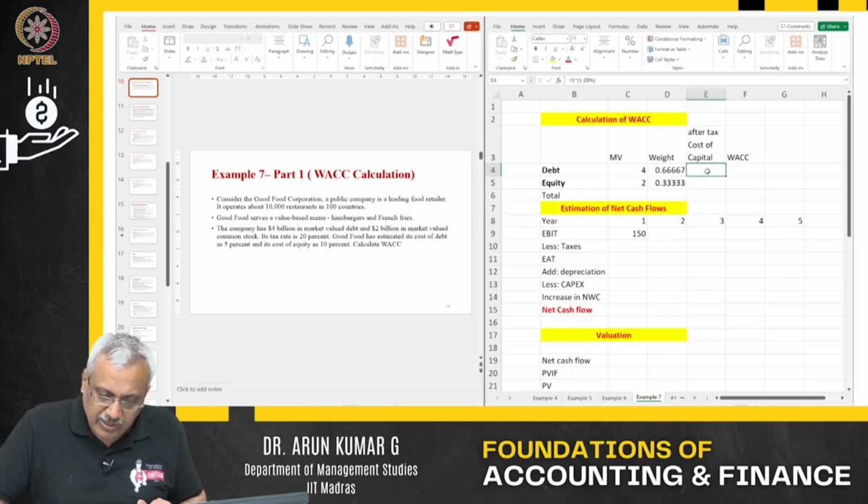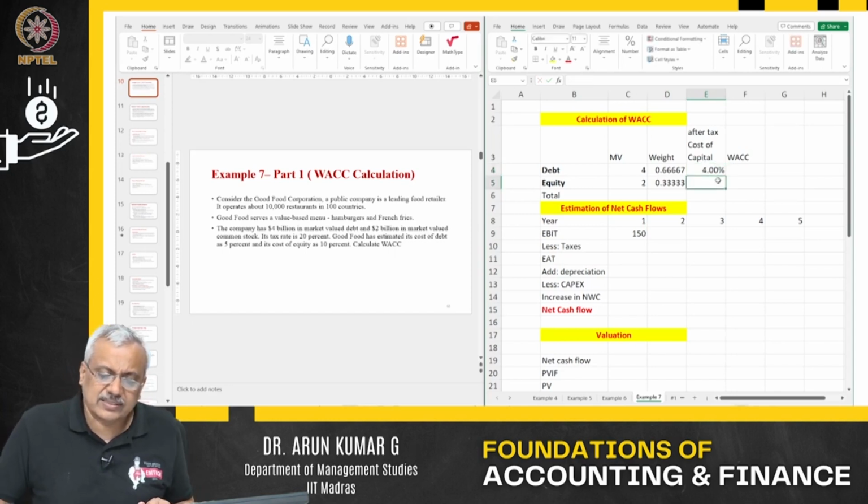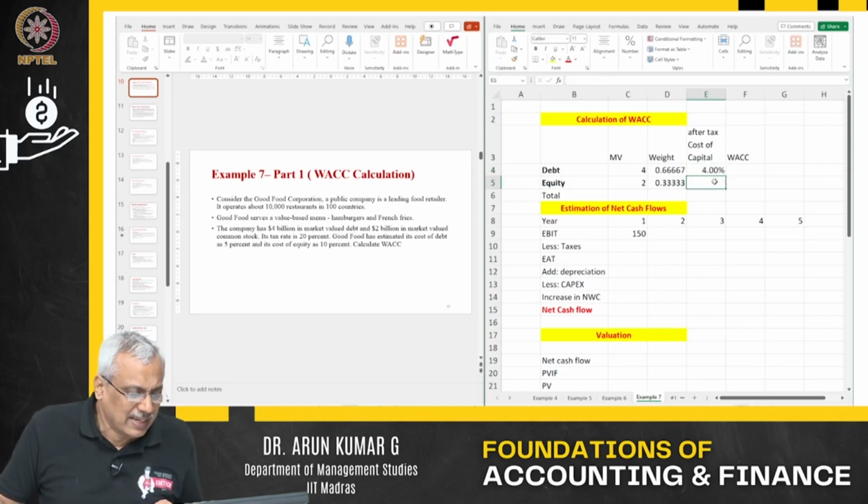Sorry, I made a mistake. It's 5% there, the cost of debt, into 1 minus 20%, which is the tax rate. And let us look at it: the after tax cost of debt is about 4%. Equity they say is 10%.